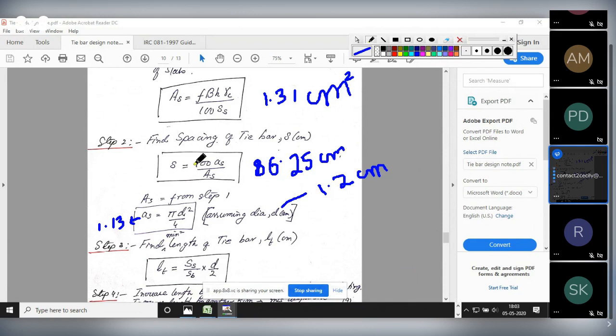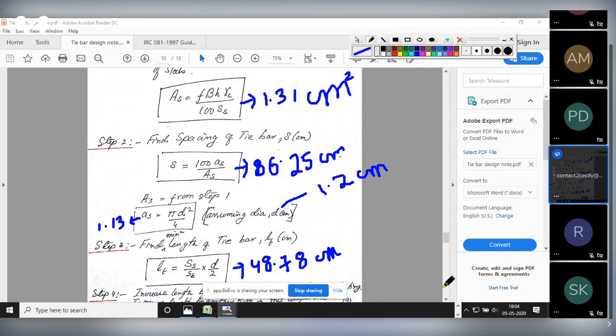Why? Because we are using here 100, we are converting 1 meter into centimeter. Now SS is given, SB is given. Take this diameter in centimeter only. So your LT will come out to be 48.78. That is in centimeter because you kept the diameter in centimeter.